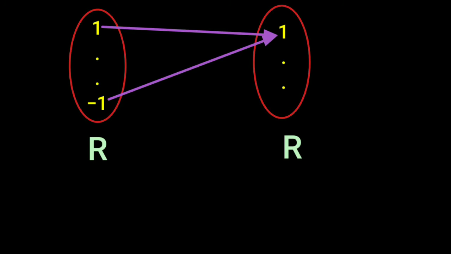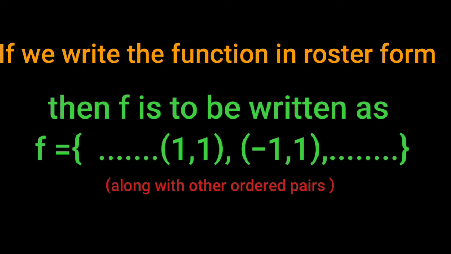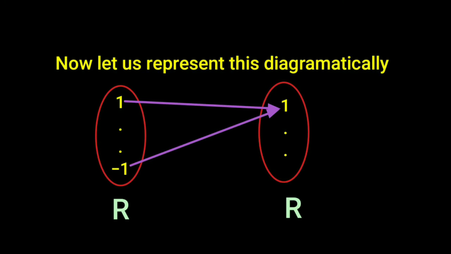Now let us write our function in roster form, and then we will depict it by an arrow diagram. In roster form, f can be written as (1, 1) the first ordered pair and (minus 1, 1) the second ordered pair, and so on. Here we are writing only two pairs, though there are many more pairs. Let us represent these in an arrow diagram, which clearly shows us that one element in the codomain is related to more than one element in the domain. That is, the function is not one-one.